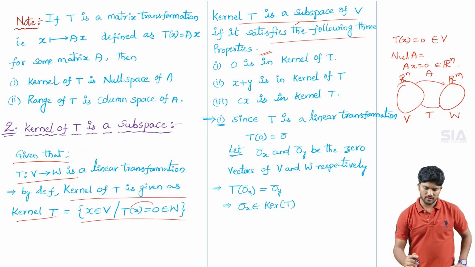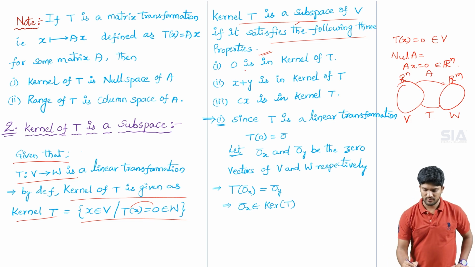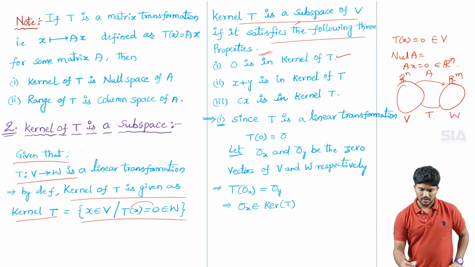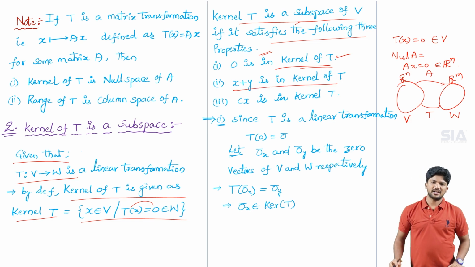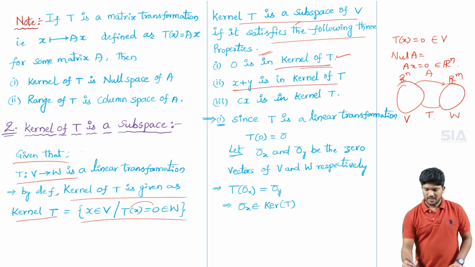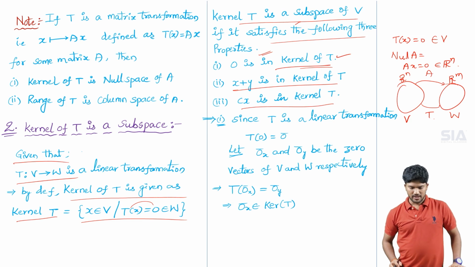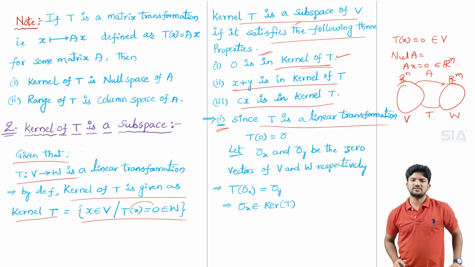Therefore, it is enough to show that the following three conditions are satisfied. To prove it is a subspace, the first condition is that the zero vector is in kernel of T. The second is vector addition: x plus y is in kernel of T. The third is c into x is in kernel of T. The first condition: since capital T is a linear transformation, T of 0 is equal to 0 bar.